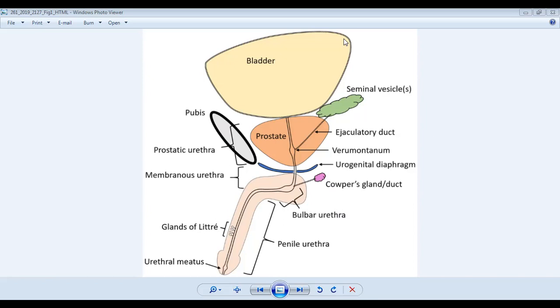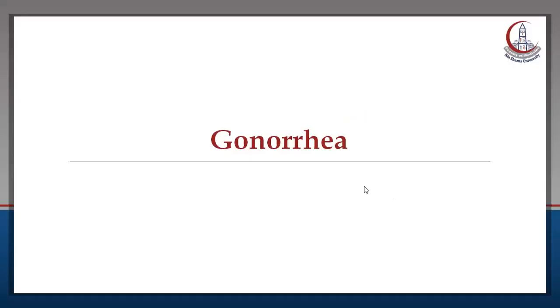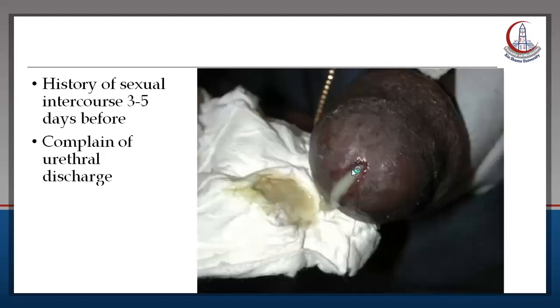The first group of sexually transmitted infections we call urethritis, and the patient presents with urethral discharge. Urethritis is divided into gonococcal urethritis and non-gonococcal urethritis. Gonococcal urethritis is caused by Neisseria gonorrhoeae.